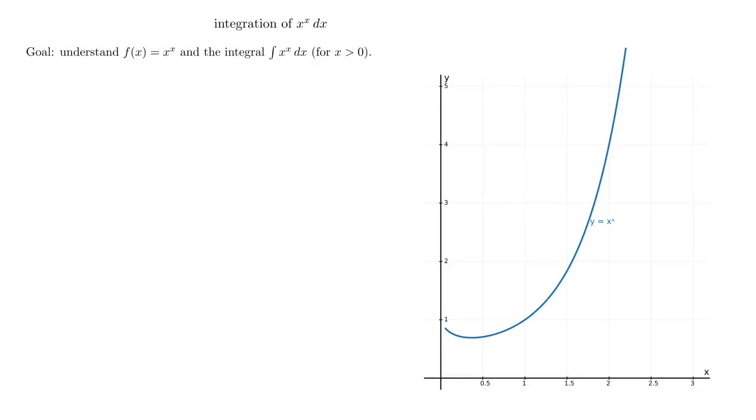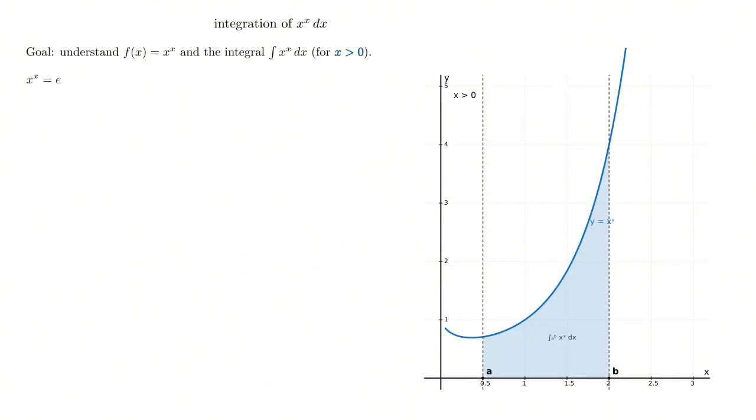First, let's orient ourselves. We're trying to understand the area under the curve of x to the x, and also why finding an exact antiderivative is harder than it looks. We focus on positive x, so the expression stays real and well-behaved.